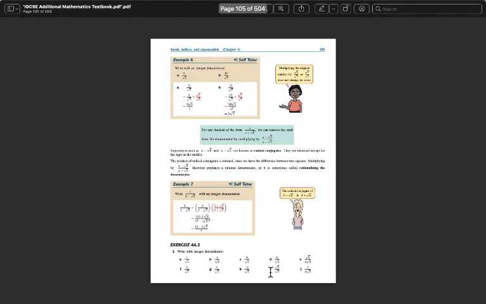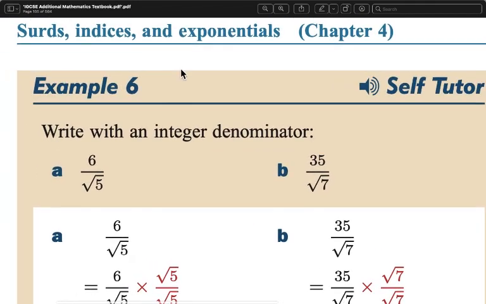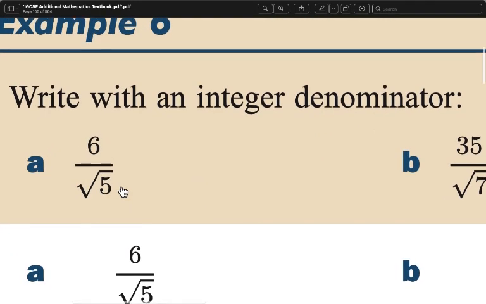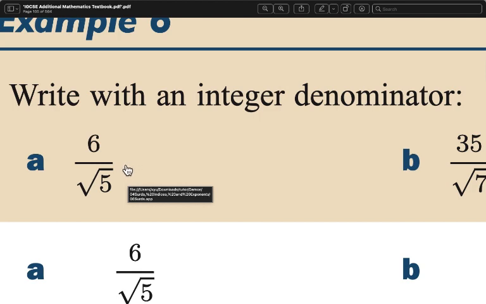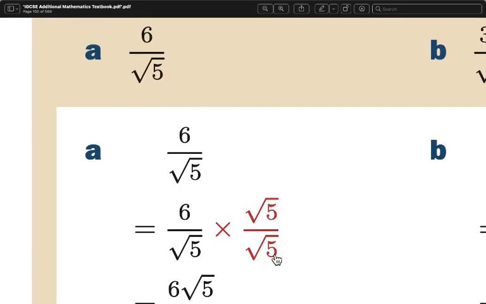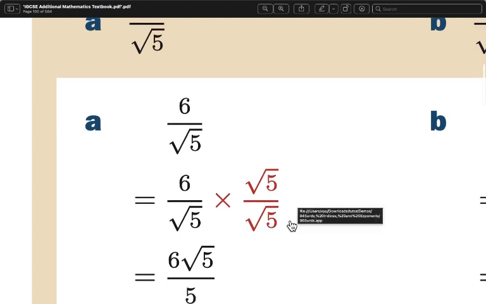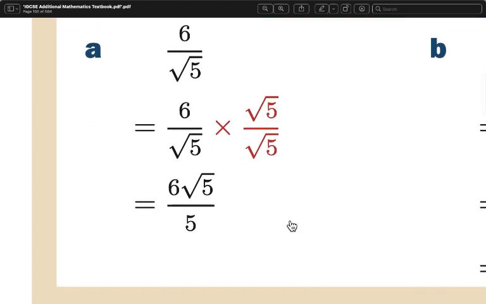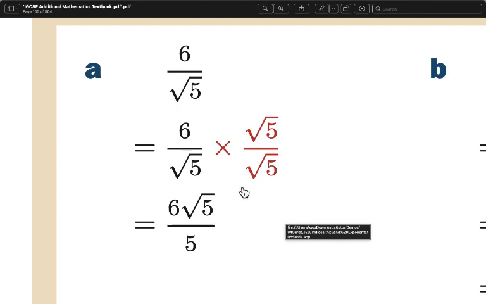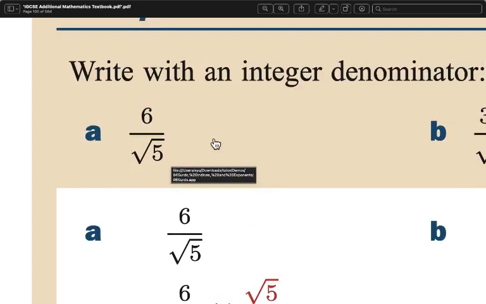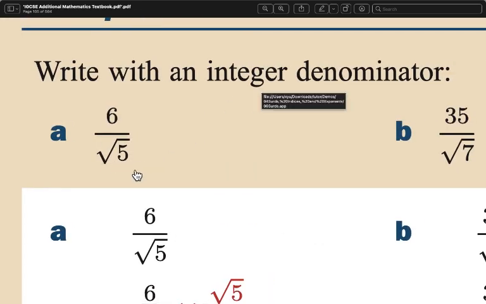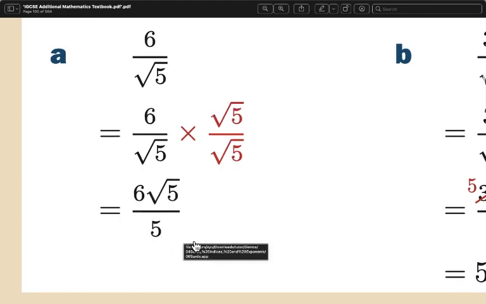Now let's look at some surd division, a bit more complicated one. When you're undergoing surd division, the final product cannot have a surd in the denominator. So in this case, both the numerator and the denominator are multiplied by the root of 5. So the numerator will be 6 times the root of 5, and the denominator will be the root of 5 times the root of 5, which equals 5. So with the integer denominator, this will equal 6 times the root of 5 over 5.